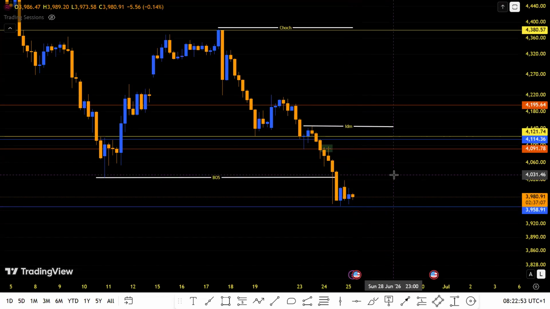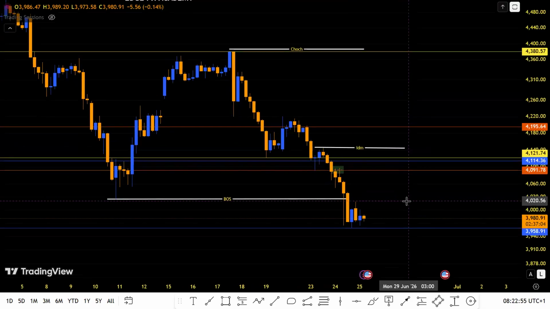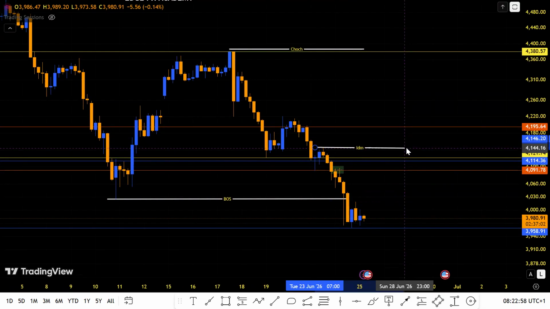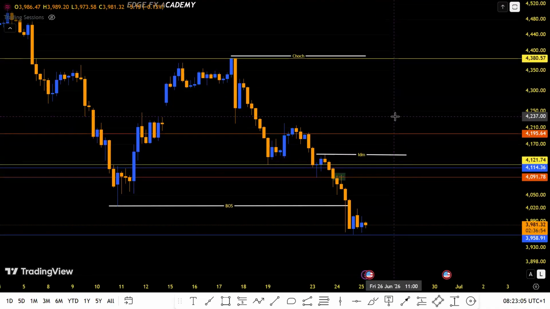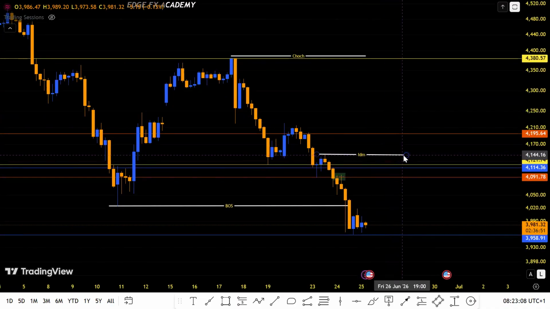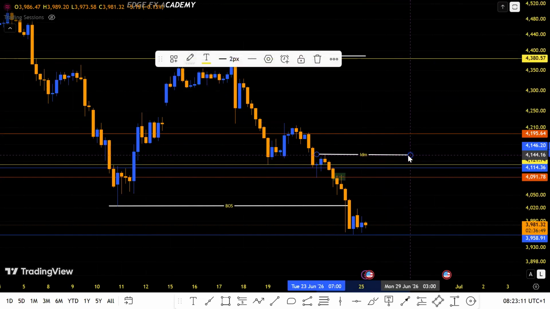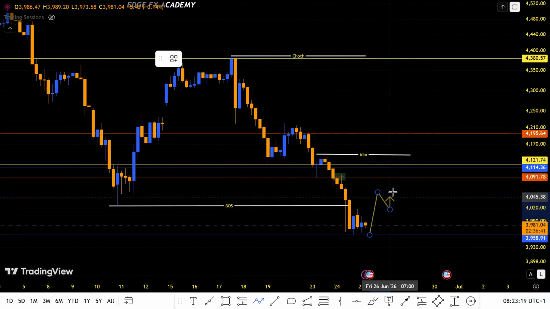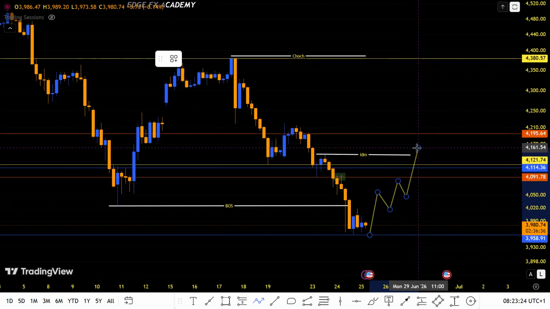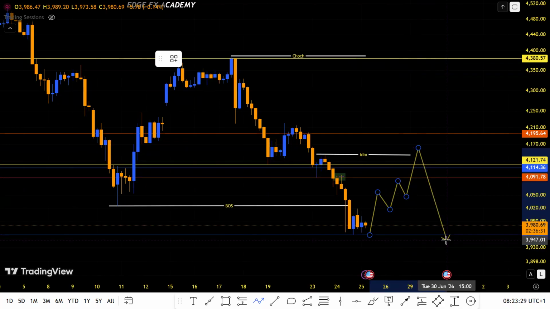Good. So thereafter, I'll wait. Why will I wait? I'm not mapping any other thing. This inducement has to be mitigated before I map out the other flows. But what do I expect at the moment? I expect this market to go up this way, gradually, until it gets to this inducement. I'm not interested in selling right now.